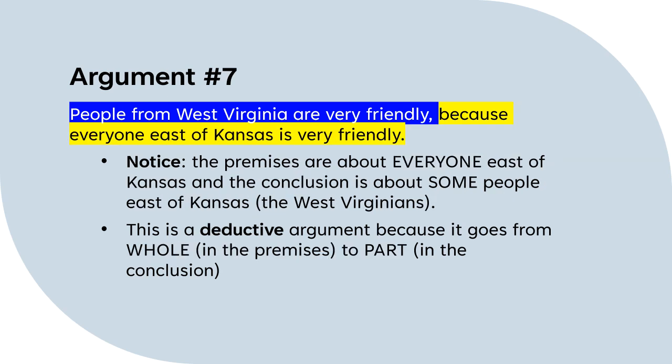Argument number 7. People from West Virginia are very friendly. Why? Because everyone east of Kansas is very friendly. So notice in the premises, we're talking about everyone east of Kansas. And then we get more specific. We go down to a part of that in the conclusion. We talk about people from West Virginia. So we go from the whole, everyone east of Kansas, to part of that whole, people from West Virginia. And that's why it's deductive.